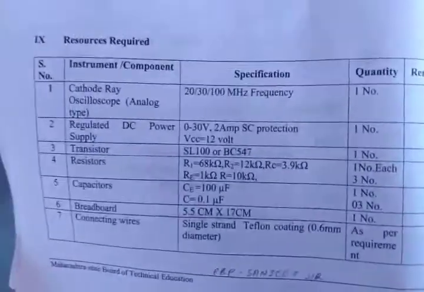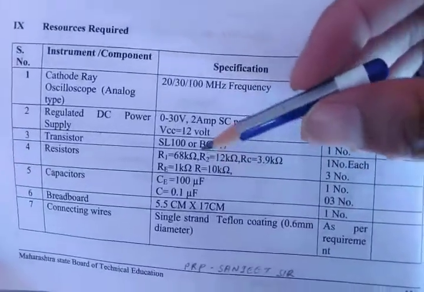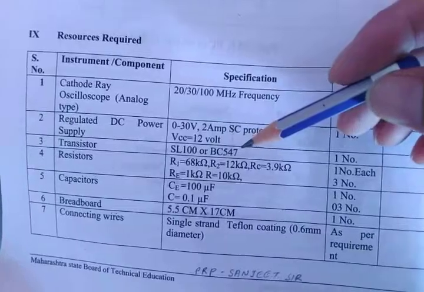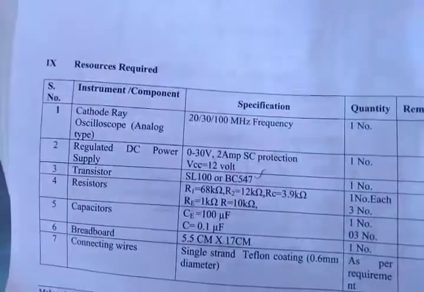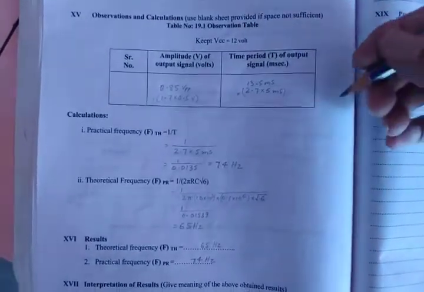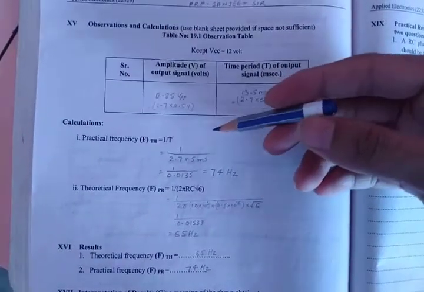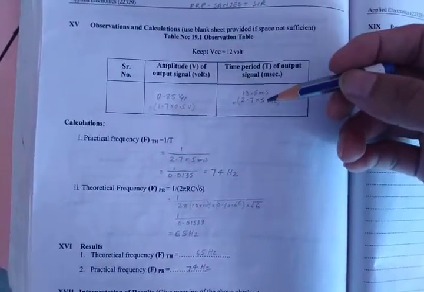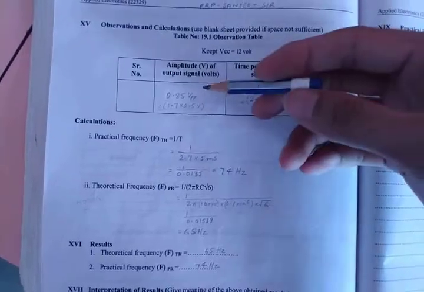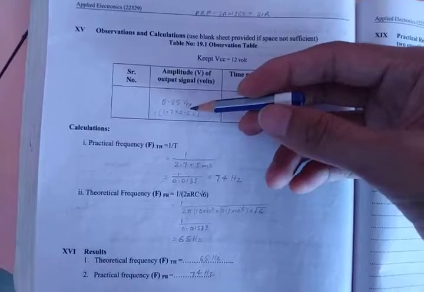So this is the table of the required components. Here we have made use of the transistor BC547. So we can calculate the theoretical as well as practical oscillating frequency. For practical oscillation frequency, we are noting down the time period for one cycle, and also noting down the amplitude of the output signal.